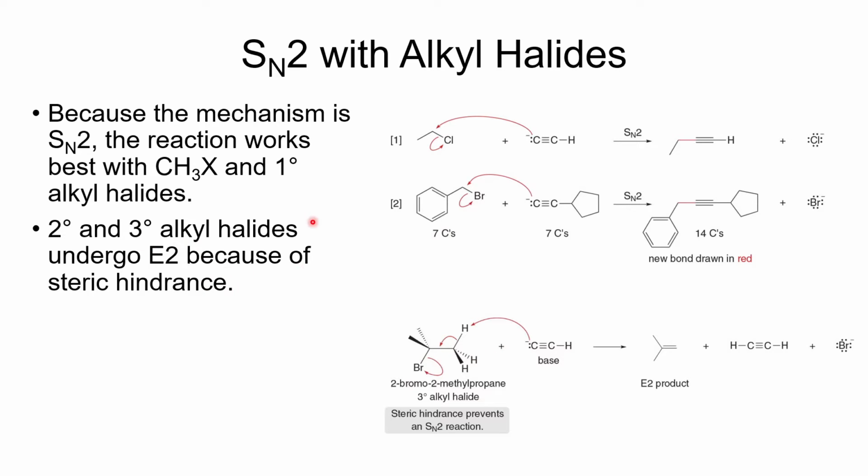So you don't want to do the acetylide SN2 with a secondary. You couldn't do it with a tertiary to begin with because tertiary just doesn't do SN2. But secondary, sometimes we can do SN2, but if you attempt it with an acetylide, it's just too strong of a base. And there's a little too much steric hindrance there for us to do that.